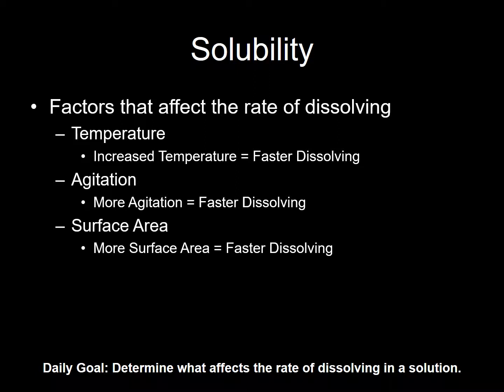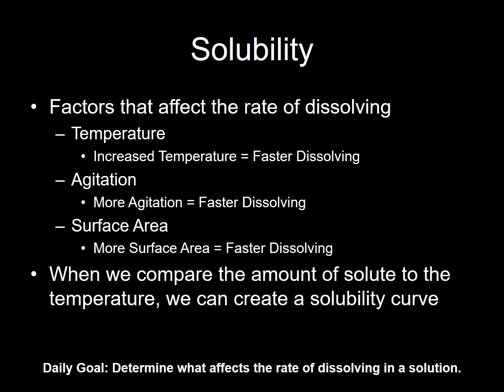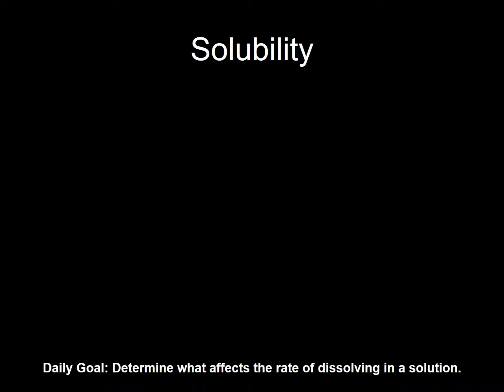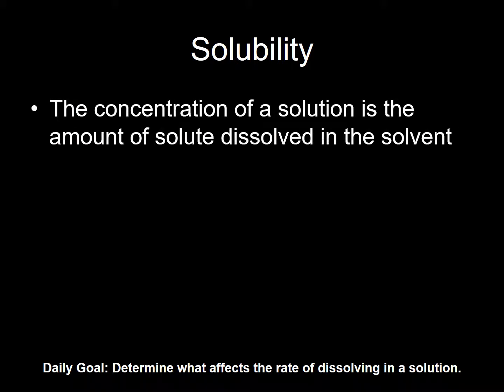Once we take a look at all of these factors together and we start actually looking at what substances are dissolved, we want to start looking at, well, what do these numbers look like? So when we actually compare the amount of solute dissolved for a given temperature, we create what's called a solubility curve. A solubility curve is a way for us to measure how much something is dissolved at a given temperature, or predict how much something is dissolved at a given temperature. What this comes down to is concentration.